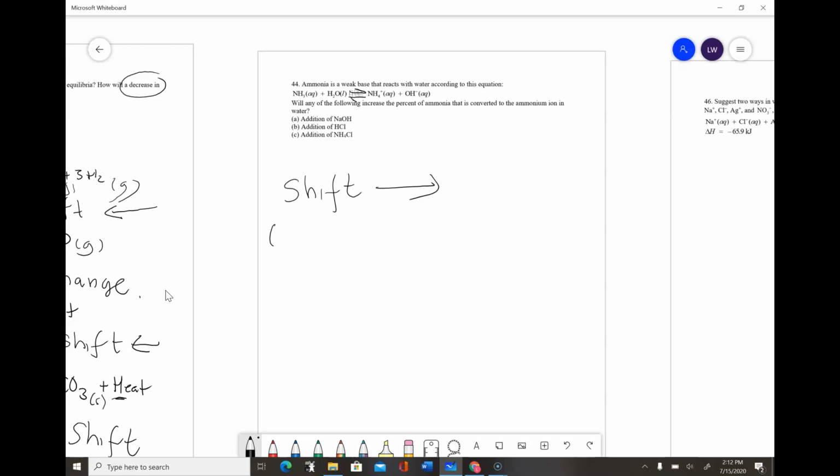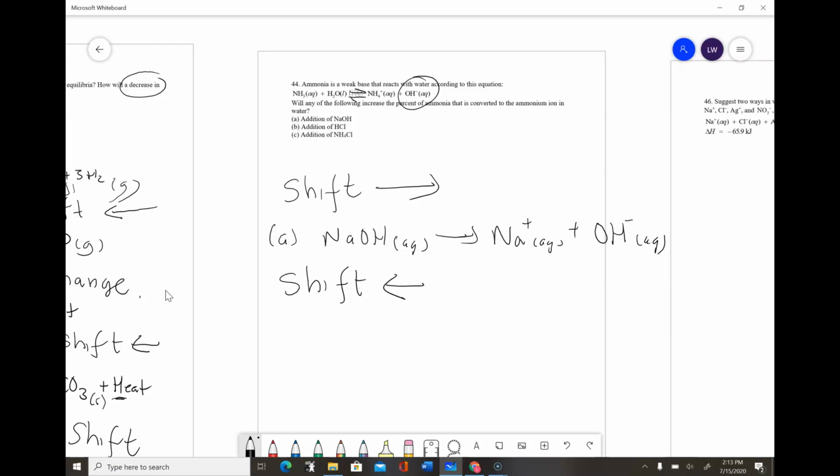So if I add sodium hydroxide, what am I really doing? This is in an aqueous solution. What I'm going to be doing is adding, because that is an ionic compound, it'll dissociate, sodium ions and hydroxide ions. And you can see that hydroxide ions appear on the right hand side of this equation. So adding sodium hydroxide increases the concentration of hydroxide ions, and that's going to shift everything to the left. So the answer for that one is no, that's not going to shift things to the right.